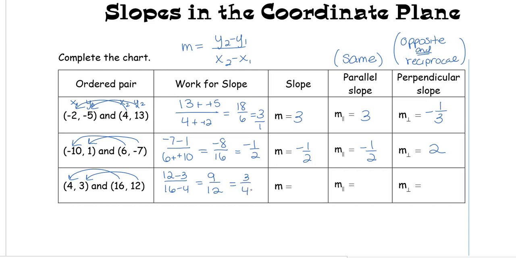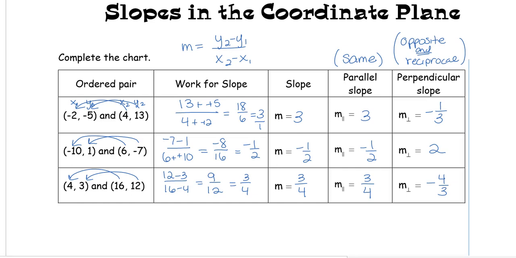All right, now press pause again and see if you can correctly identify the slope, parallel slope, and perpendicular slope. All right, so we have the slope 3/4. If it's parallel, it's exactly the same, also 3/4. Perpendicular, we started with a positive, so it became a negative. We flipped what was on top and bottom, so that becomes a negative 4/3.